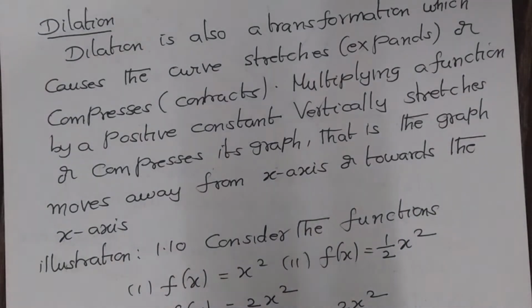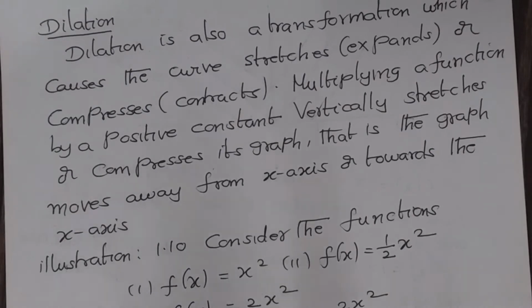So what does positive constant mean? The positive constant should not be only 1, 2, 3, 4; it can be 1 by 2, 1 by 3, 1 by 4 also. If the constant is more than 1, it will move away from the x-axis and expand. If it is less than 1, it compresses towards the x-axis. So remember expands and contracts: it vertically stretches or compresses the graph.